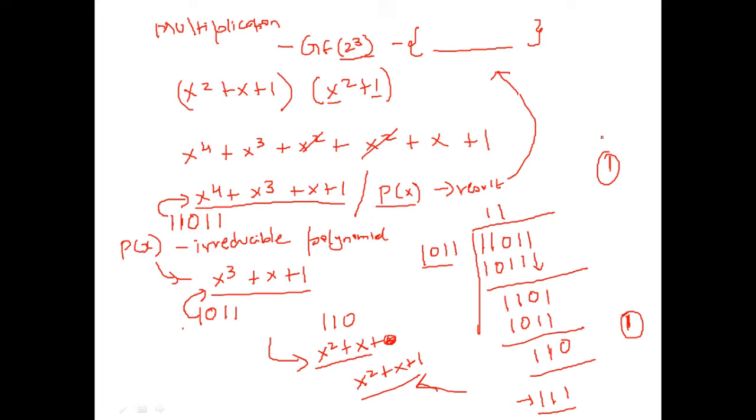So that's how you add, multiply, and divide polynomials in GF2 power 3. Say if you're going to multiply two polynomials and you get a polynomial of a higher degree that is not present in GF2 power 3, we're going to use an irreducible polynomial. There are many irreducible polynomials.